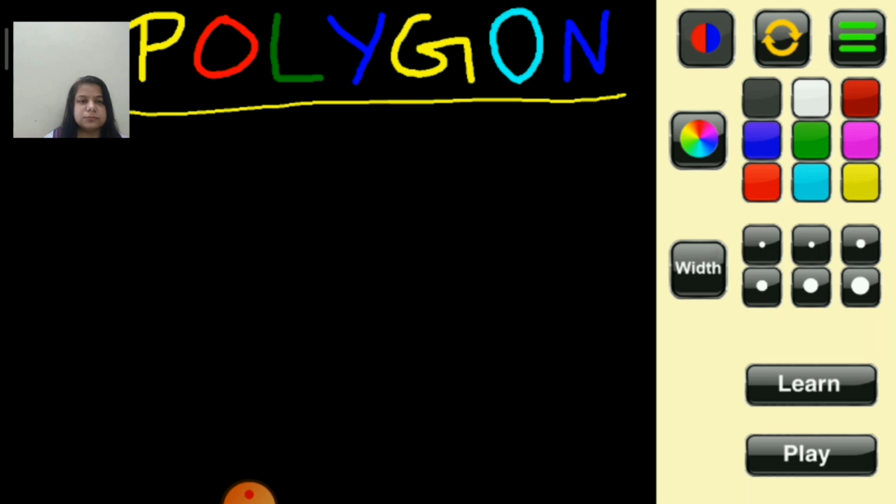So just check, is it a polygon? Is it simple? Yes, it is simple because it does not cross itself. Is it closed? Yes, it is closed because starting and ending points are the same. Is it entirely made up of line segments? Yes, all are line segments. So yes, this is a polygon. Okay, let's see the next example.